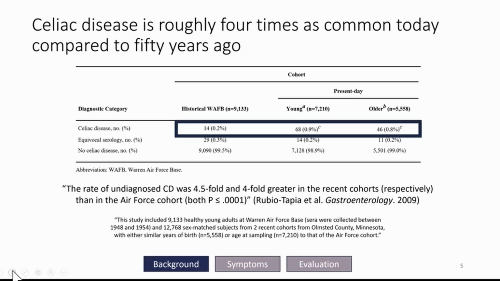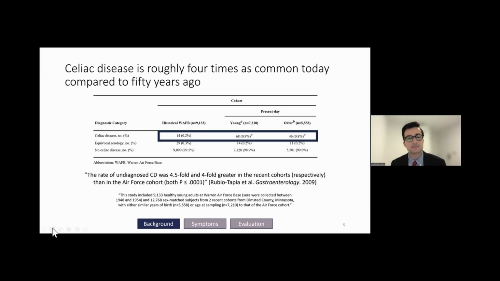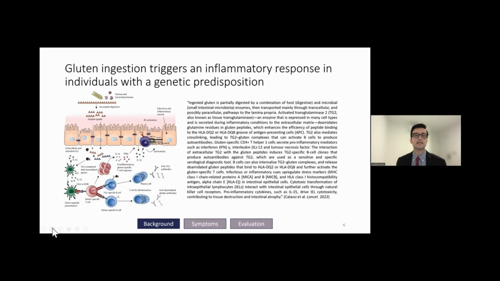And what's nice about this study is there's been some arguments that maybe we now have better tests for celiac disease, and that's increasing the prevalence of the disease. But this study nicely shows that even using the same test on old data, the prevalence is increasing. And there are many possible reasons for this that we'll get into later on. But we'll first highlight some of the underlying biology behind celiac disease.